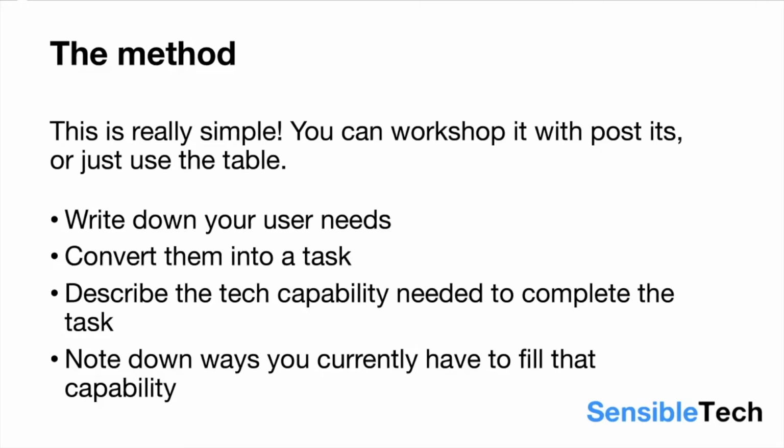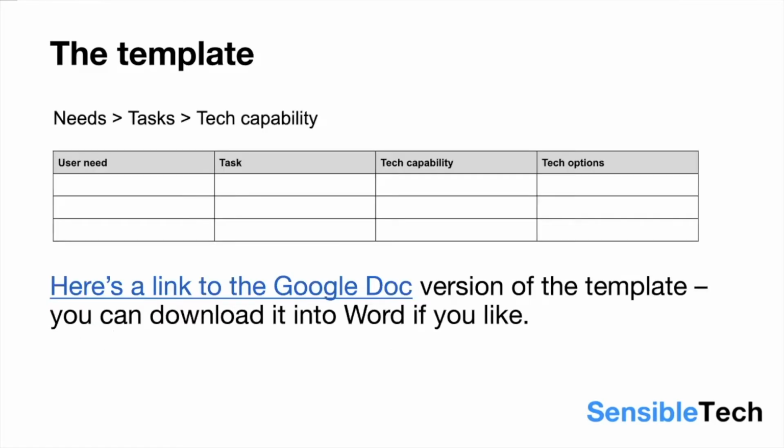And then the final thing that we can do is note down the current ways that we already have to fill that capability. And like I say, quite often you're going to have more than one way of doing that. Occasionally, you'll have no ways of doing that. And that's the point where you might actually need to buy something. And as I flashed up earlier on the screen, I've shared this very, very simple template as a way of documenting this stuff. And there's a link there if you click through to a Google Doc version of this, which if you want, you can download into Word just to make your life a little bit easier.